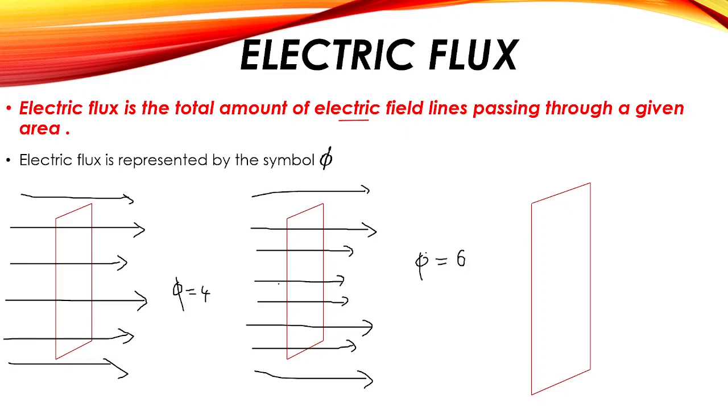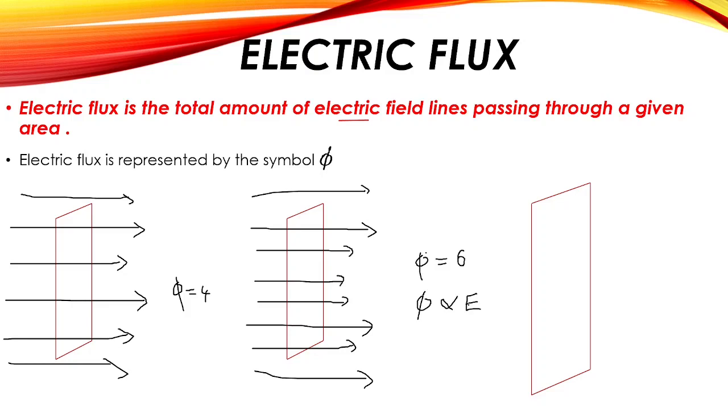From this we can tell that as we increase the intensity of electric field, the electric flux also increases, right? So we could tell that electric flux is proportional to electric field. We can write electric flux is proportional to the intensity of electric field. So it is proportional to E, right? As E increases, the electric flux also increases.